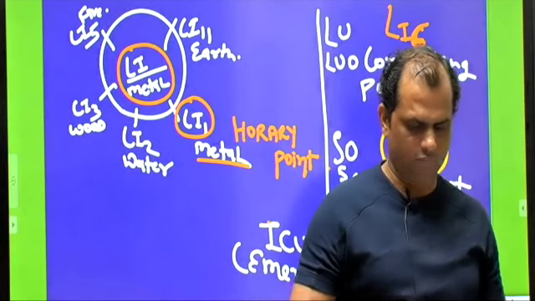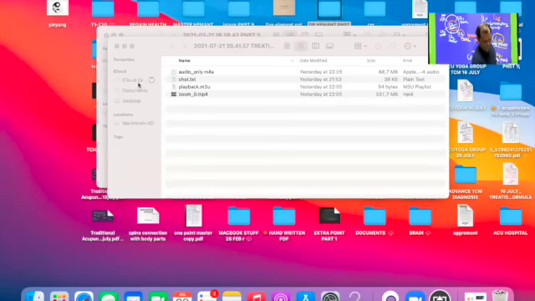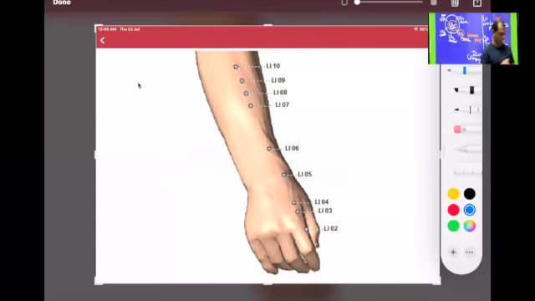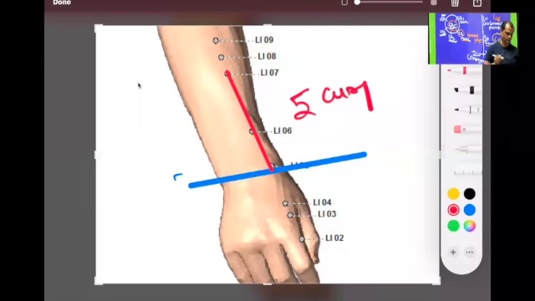Then after this, we will conclude the session today. So this is the final point which we have to discuss today. Look at this image now. This is the wrist crease. From the wrist crease, if we go 5 chun proximal, how to measure 5 chun? We have seen 5 chun. How to measure the 5 chun?